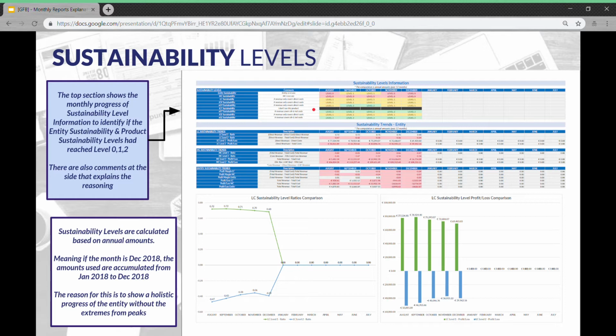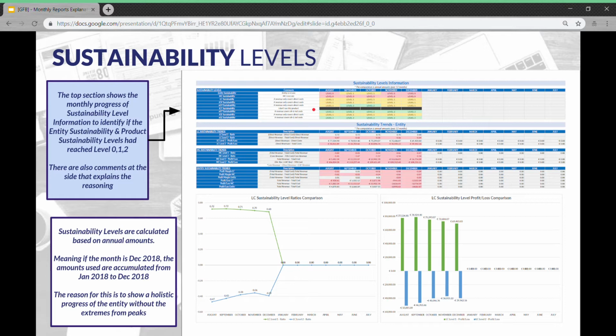Now, sustainability levels are calculated based on annual amounts. Meaning if the month is December 2018, the amounts used are accumulated from January 2018 to December 2018. The reason for this is to show a holistic progress of entities without the extremes from peaks.